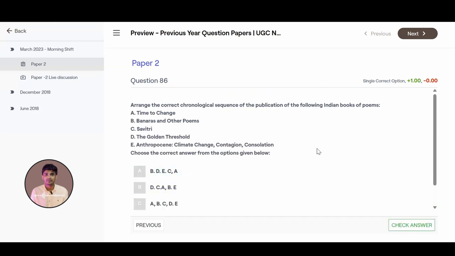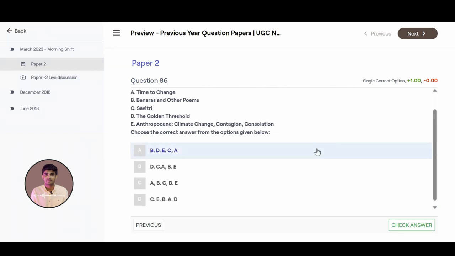86th question. Arrange the correct chronological sequence of the publication of the following Indian books of poems. Time to Change, Banaras and Other Poems, Savitri, The Golden Threshold, Anthropocene, Climate Change, Contagion and Consolation. Can you arrange this in chronological order? Anybody?